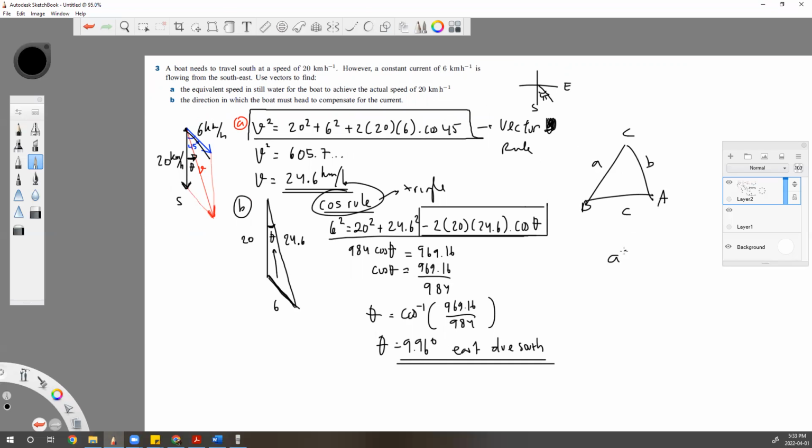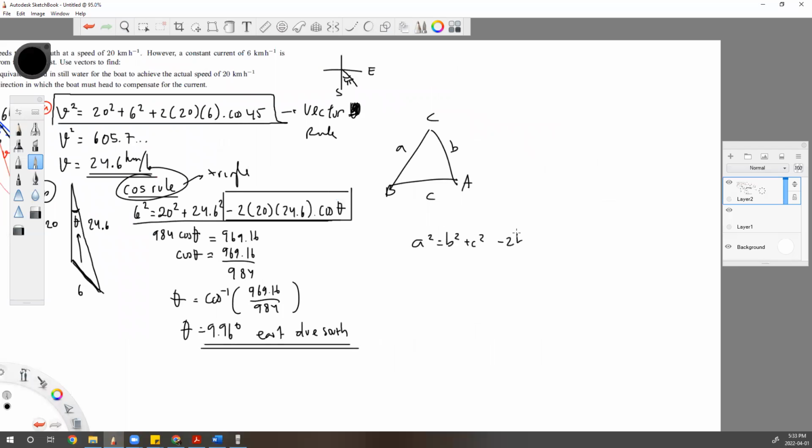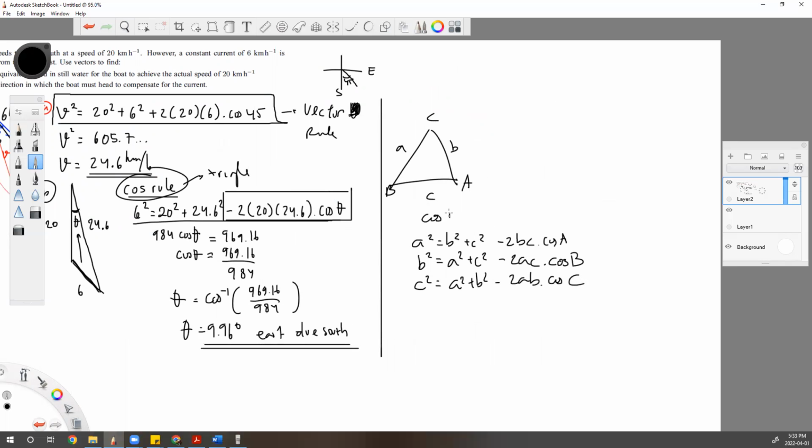So a square equals b square plus c square minus 2bc cos a. Remember this rule? And if I want to find b square, it equals a square plus c square minus 2ac cos b, just look at the pattern. I want to find c square, a square plus b square minus 2ab cos c. Get it? Yep, okay. Cos rule.